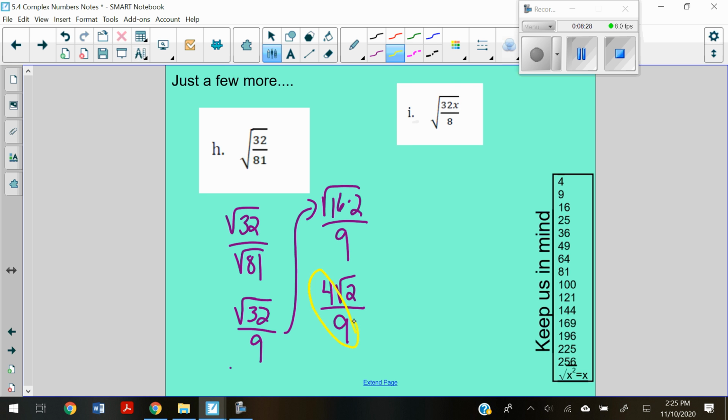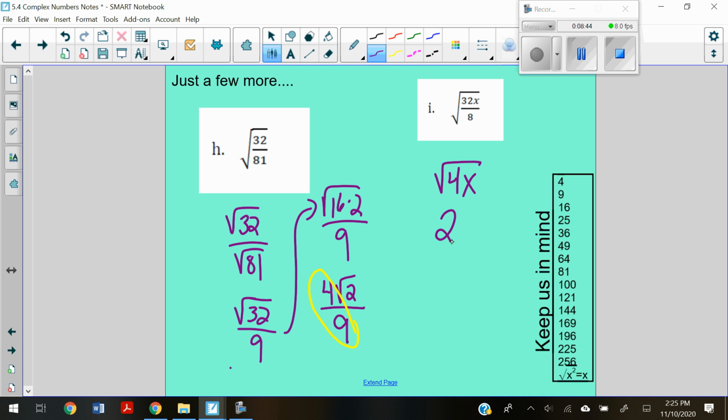All right, so let's go ahead and bring out this problem here. Here we do have 32 over 8. That does divide nicely. 32 divided by 8 leaves us with 4. Okay, and 4 is a perfect square root, so that gives us 2. And the x is not, so that stays underneath our radical.